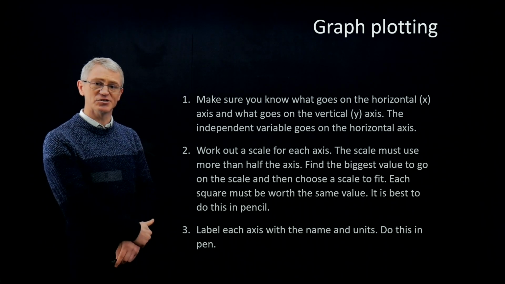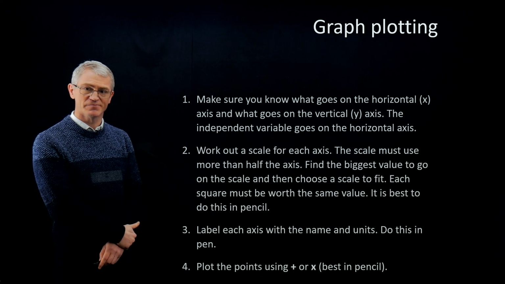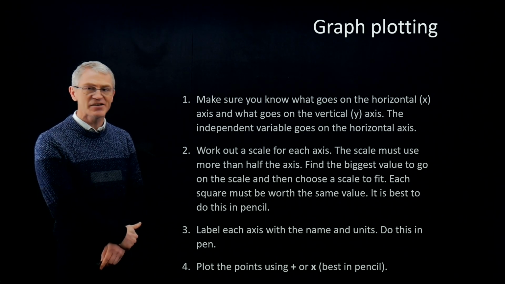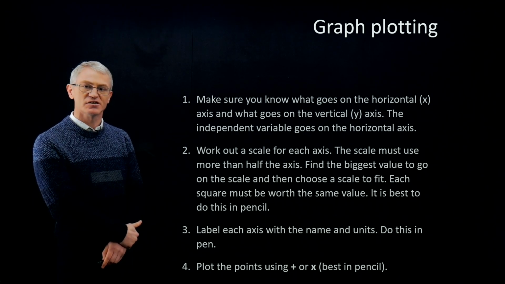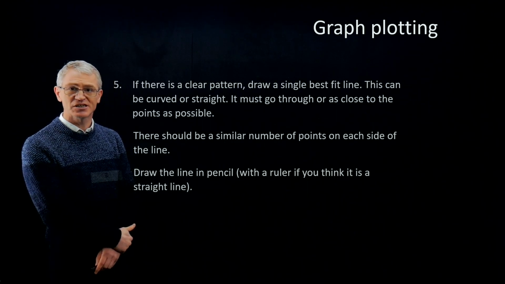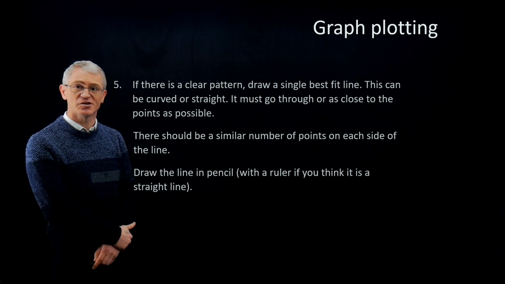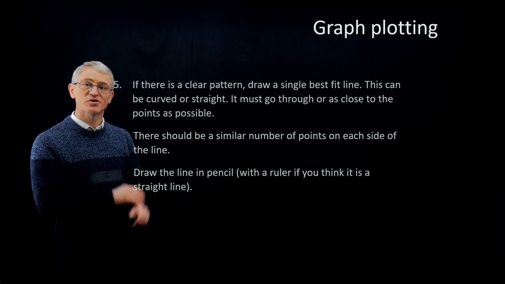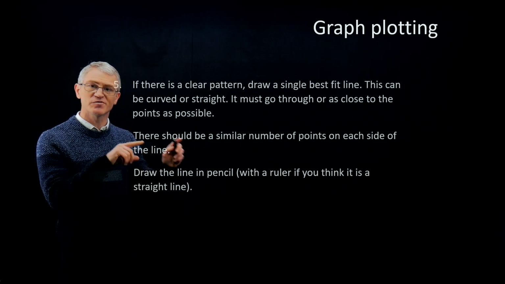Label each axis with the name and units, and do that in pen. Plot the point with an X, never with a dot. Do it with an X. Now, if there is a clear pattern, draw a single best fit line, and we'll show you an example of this in a minute. This is really important: there should be a similar number of points on each side of the line.